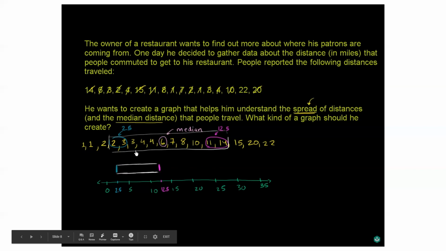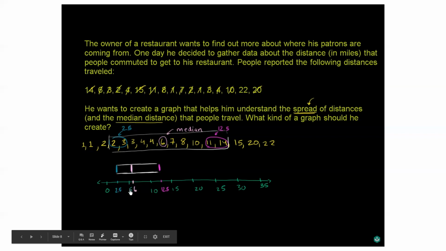And we'd want to show where the actual median is. That was one of the things that we wanted to think about in our original problem, when the owner of the restaurant wanted to think about how far people are traveling from. So the median is 6. We can plot it right over here, about 6, in a pink color. So this right over here is 6.